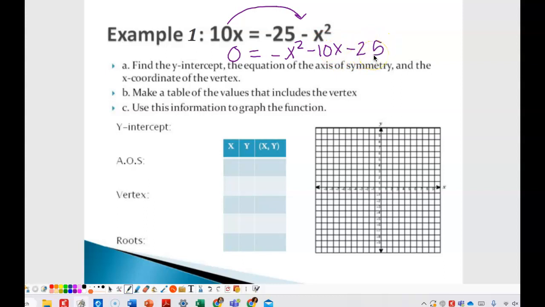Then your linear term, so the negative 10x. And then the constant, or negative 25. The y-intercept is the c value. So in this case, my y-intercept is at 0, negative 25.